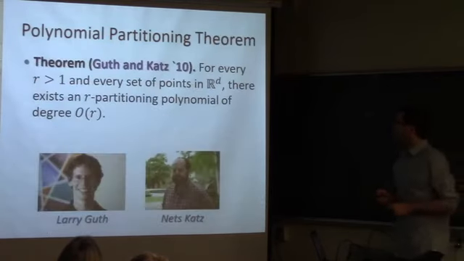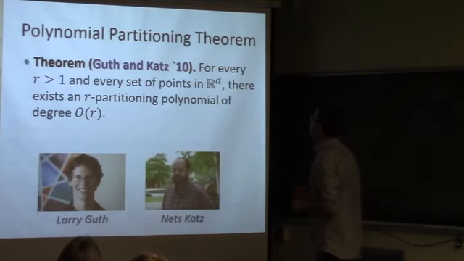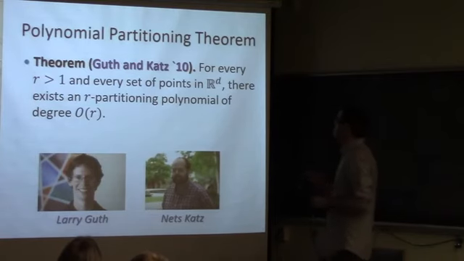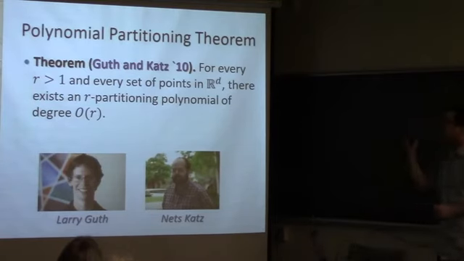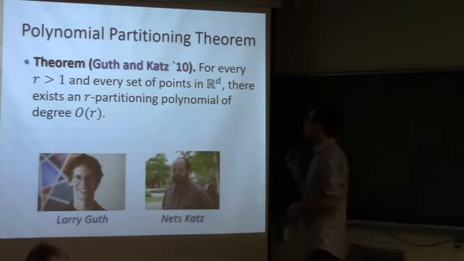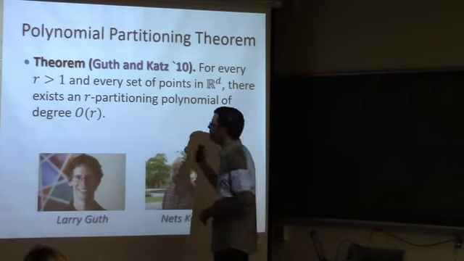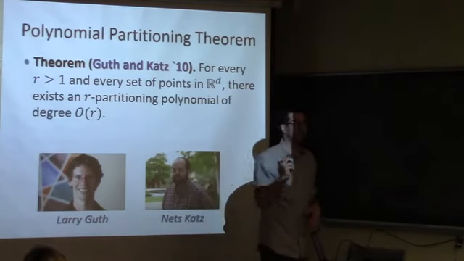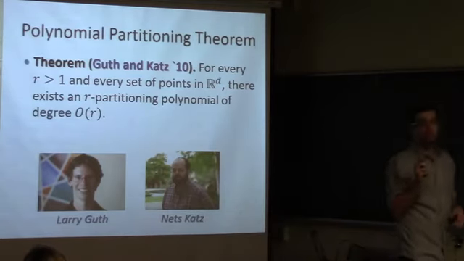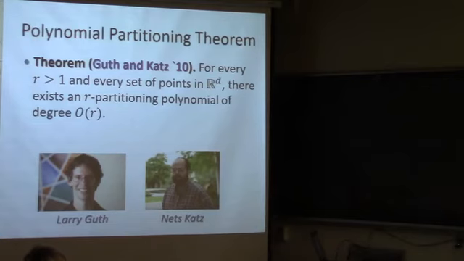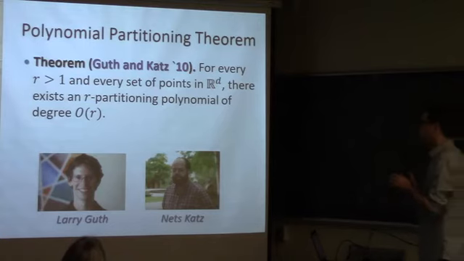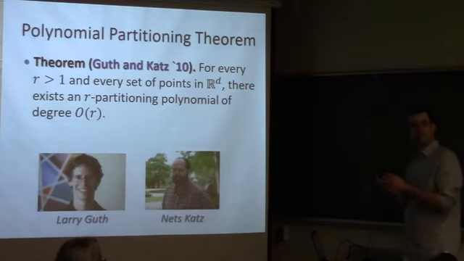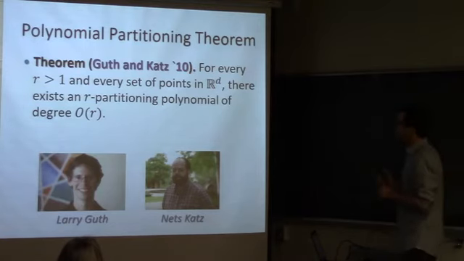And this was originally introduced by Guth and Katz. They said for any parameter R, any set of points in any d-dimensional space, you can always find an R partitioning polynomial of degree at most linear in R. You can always find a relatively low degree polynomial whose zero set partitions the space into cells, and no cell contains too many points. Okay, that's what they showed.